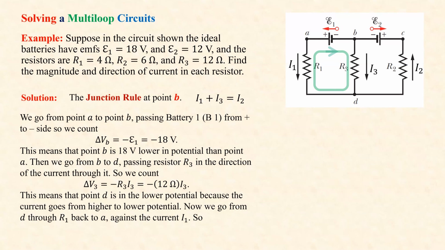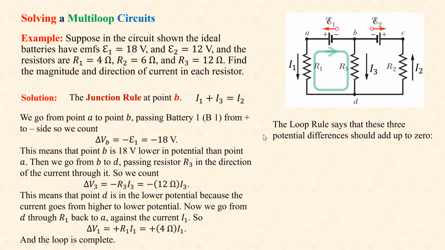Now we go from D to R1 back to A, through R1 back to A, we go this way, against the current I1, because when you go this way, current is down, so we go against the current. So we have delta V1, we call it, is plus R1 I1. And R1 is 4 ohm here. So we write 4 ohm times I1. All right, so we went from A to B to D back to A. We got 3 potential differences. These are the 3 potential differences. And the loop is complete.